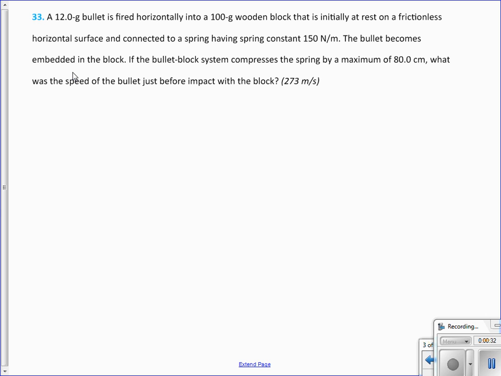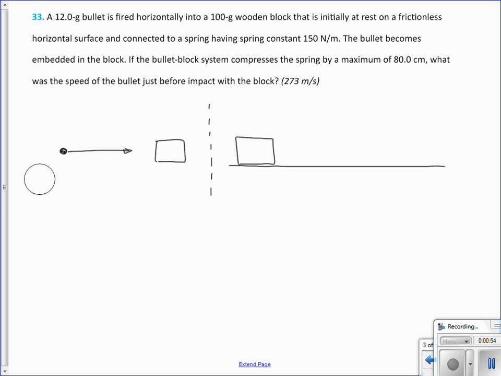All right, so I'm going to start with a bullet. We'll call this object 1. Here's a block. Call that object 2. What happens is the bullet hits the block, and then now the block is on a horizontal surface. Let me identify that surface here. Still 1 and 2. The bullet becomes embedded in the block.